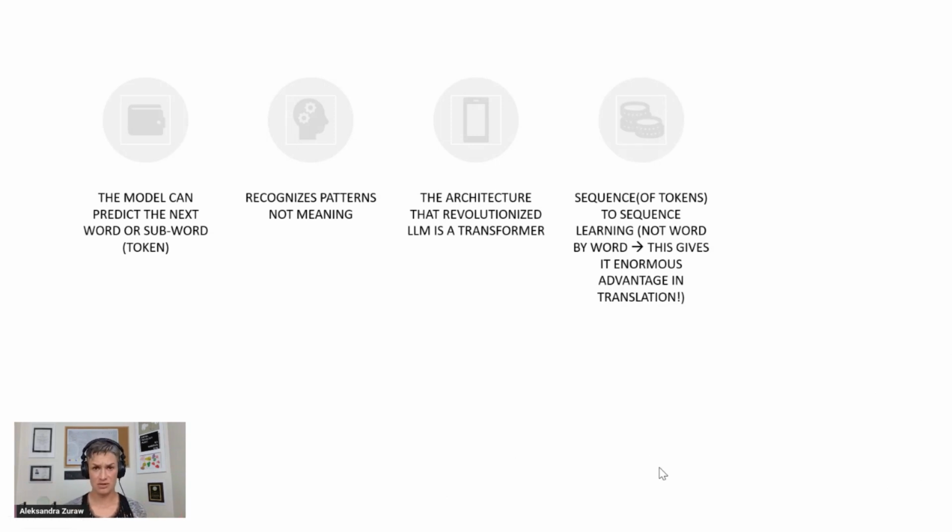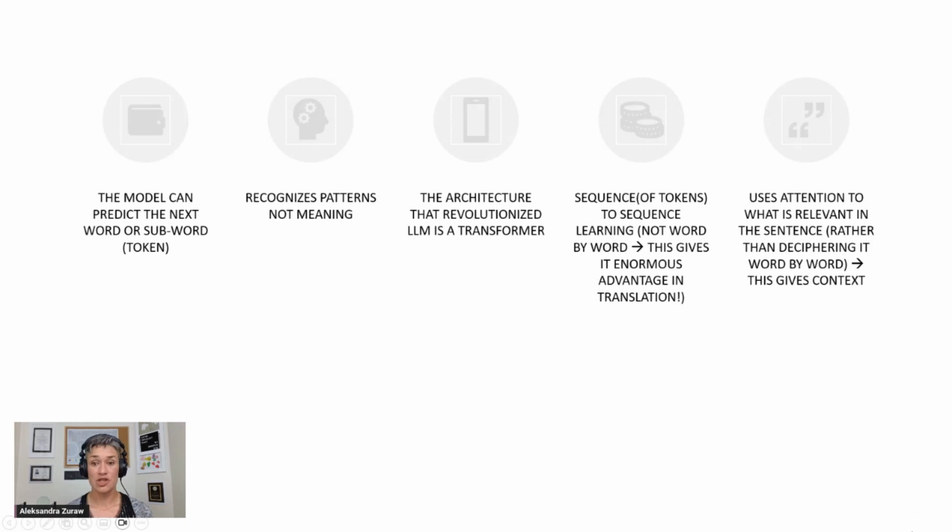The predecessors, the models that were before, I think RNNs, recurrent neural networks, and long short-term memory models, were working with single words. And the problem was when the text was too long, it would forget what was at the beginning of the text. Here we're working sequence to sequence, not on single words. We're paying attention to what is relevant in the sentence rather than deciphering it word by word. And this attention gives context.